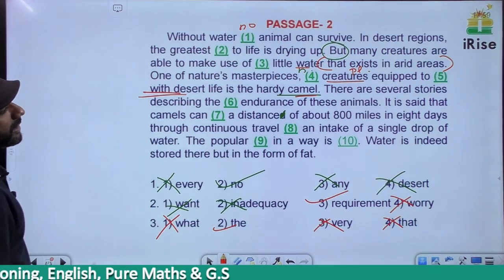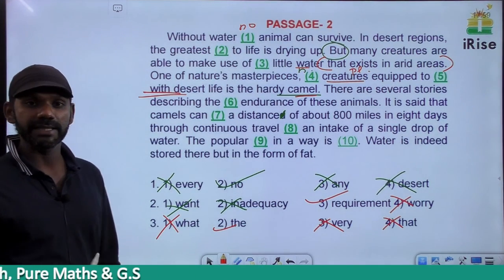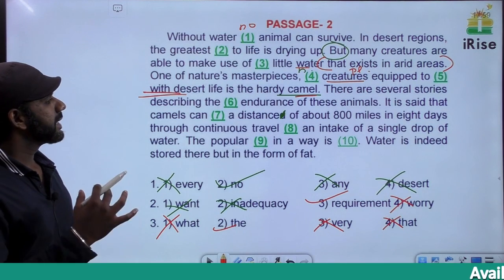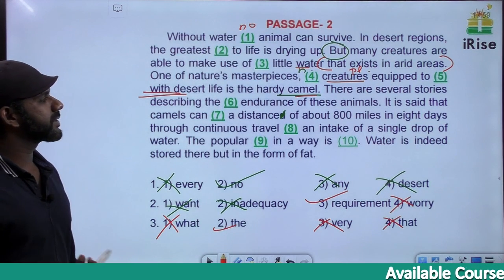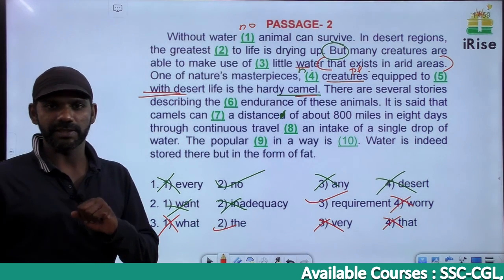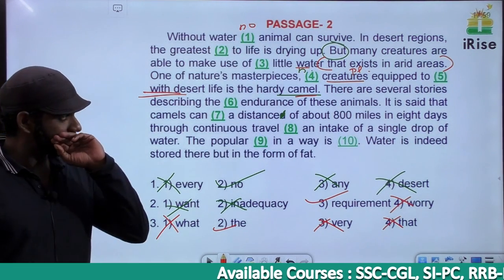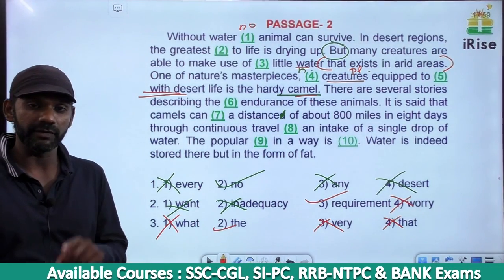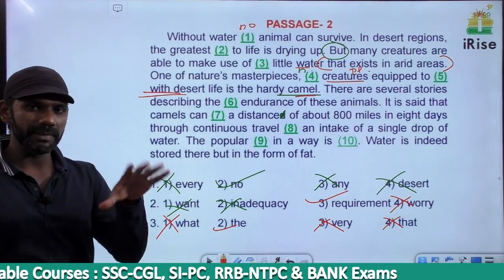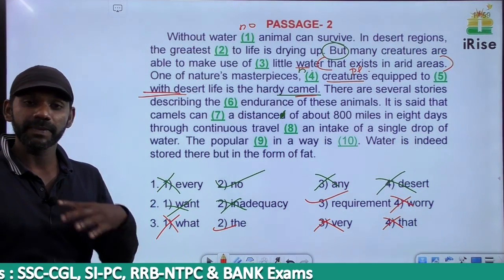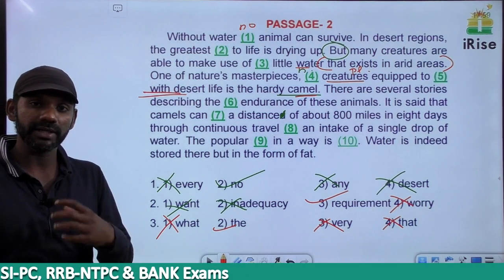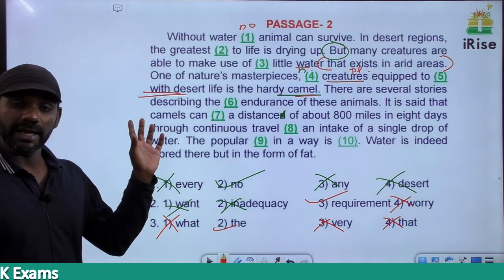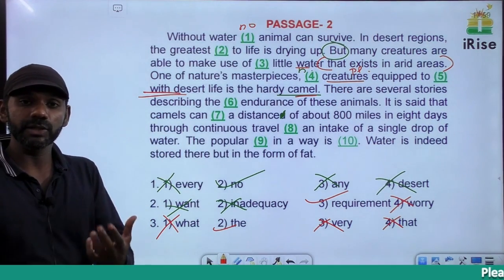It must be cope. Now we'll see whether the whole sentence makes sense or not. One of nature's masterpieces among creatures equipped to cope with the desert life is a hardy camel. So among the creatures, one creature gets equipped with, gets adjusted to the desert life, which is that camel. So we're talking about many creatures. So among is fine. And among the creatures, one creature gets adjusted to the desert life, that is the hardy camel, and cope with means to get adjusted to something.